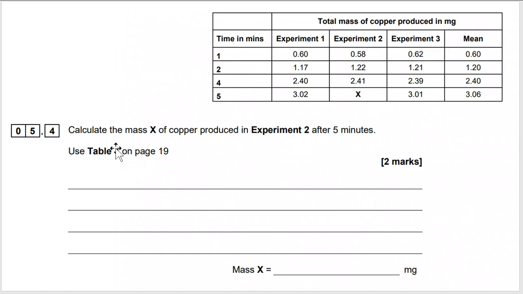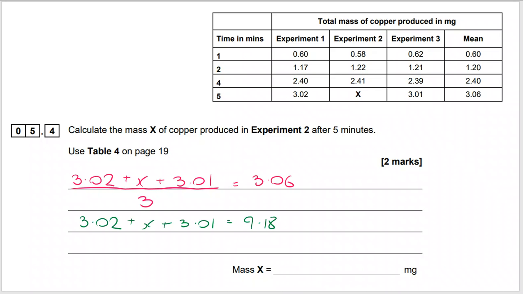5.4, calculate the mass of X produced in experiment 2 after 5 minutes. So what we have here is experiment 1 and experiment 3 data, and we have a mean. But we have X. So instead of working out the mean, which is a common question, we're saying 3.02 plus X plus 3.01, divided by 3, is equal to 3.06.